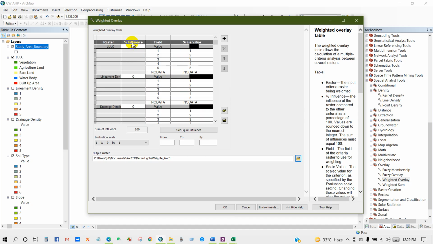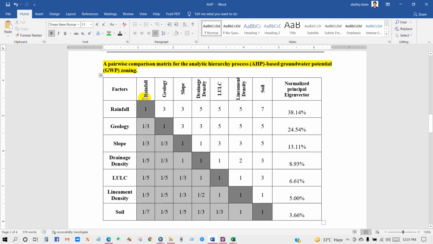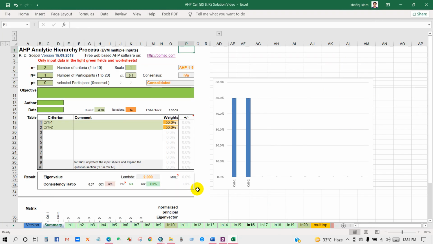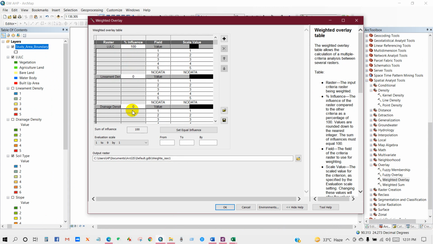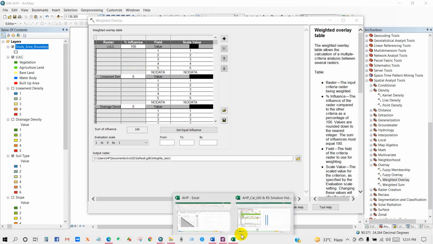For LULC, how much percentage are you going to give as the influence, the weight? By what percent will land use, land cover influence the groundwater potential zone? For all the factors, I will show you how you can get the weight value as percent influence. You can see here a pairwise comparison matrix. This matrix will be generated automatically. This final weight, I will add here as influence in percent.